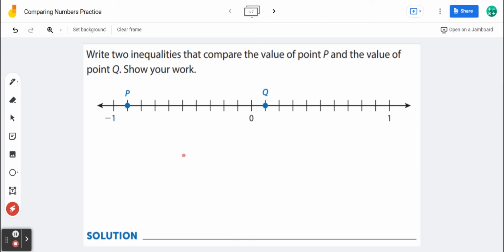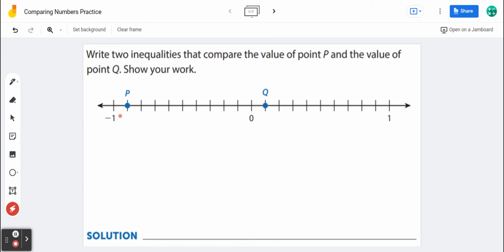All right, this is number 1. Write two inequalities that compare the value of P and the value of Q. Show your work. There's a number line, there's a dot at P, there's a dot at Q. First thing I notice, -1 is all the way over here, +1 is all the way over here. So I noticed that there's a lot of tick marks between 0 and 1. That means we're probably talking about a rational number, either a decimal or a fraction, however you want to think about it, because there are no whole numbers between 0 and 1. That means this is a rational number for Q and for P.